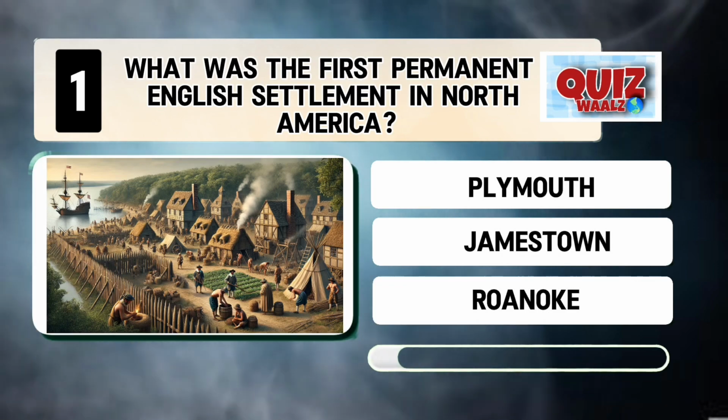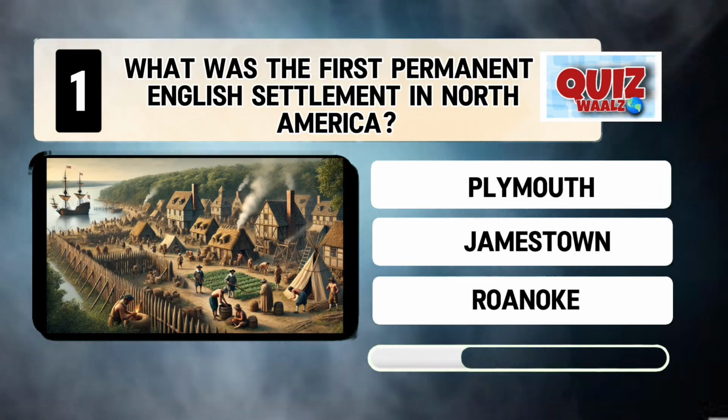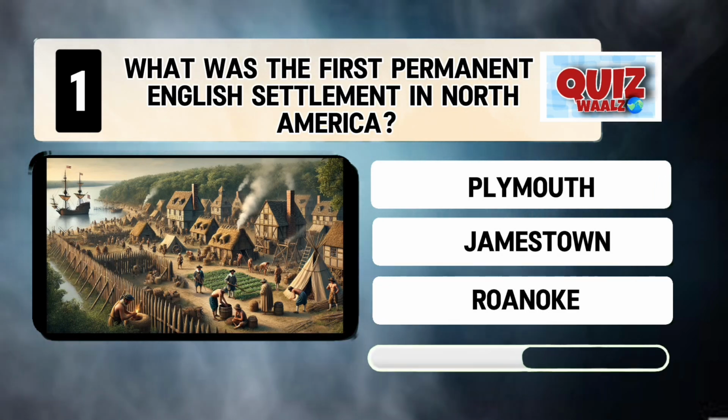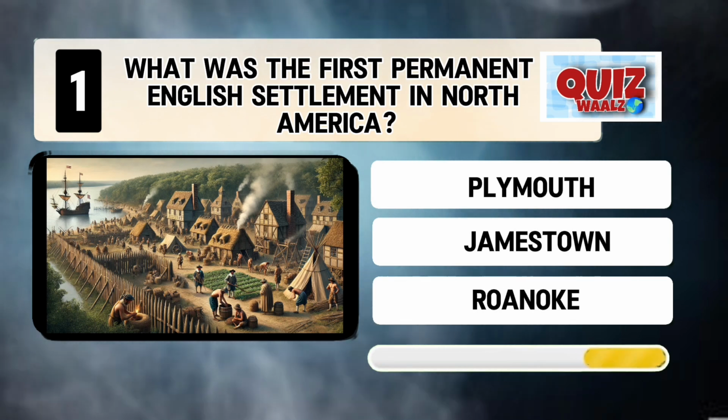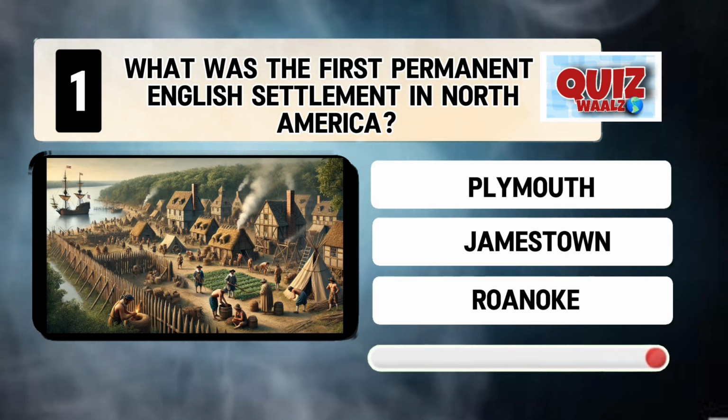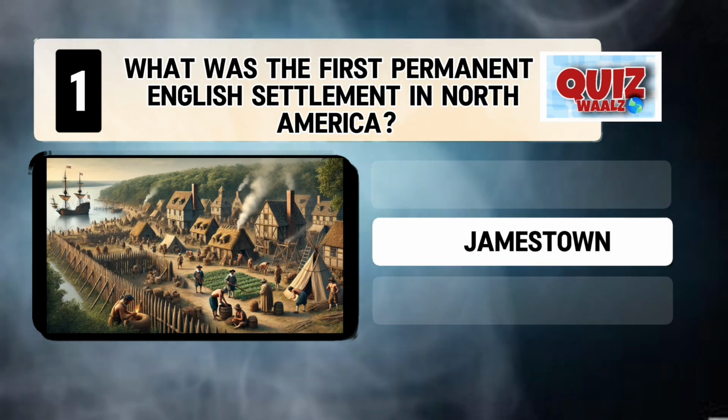Part 1, Colonial America and Early Settlements, 1607 to 1750. Question 1. What was the first permanent English settlement in North America? A. Plymouth, B. Jamestown, C. Roanoke. The answer is Jamestown.